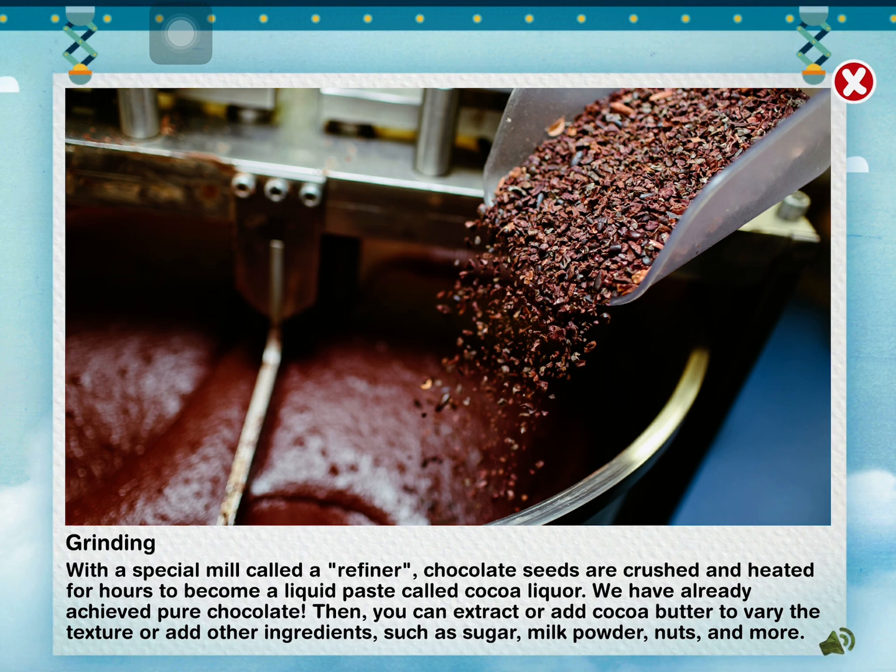With a special mill called a refiner, chocolate seeds are crushed and heated for hours to become a liquid paste called cocoa liquor. We've already achieved pure chocolate. Then you can extract or add cocoa butter to vary the texture, or add other ingredients such as sugar, milk powder, nuts, and more.